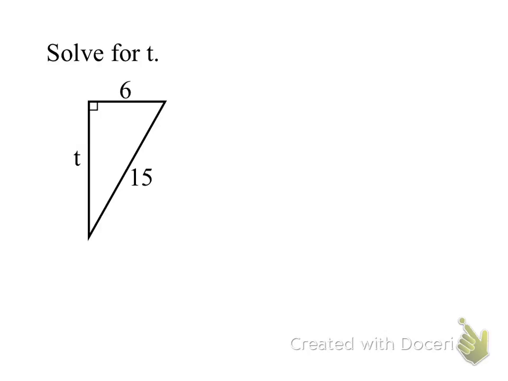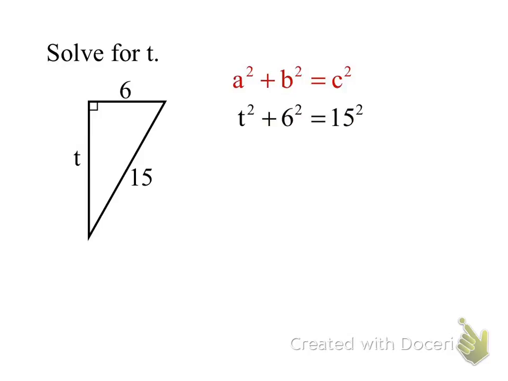Yes. With the reduced radical, get reduced radical. Okay, you guys try the next one. Go on. Okay, what are we doing here? Okay, Drew, what am I substituting? So you would do 6 squared plus t squared equals 15 squared.